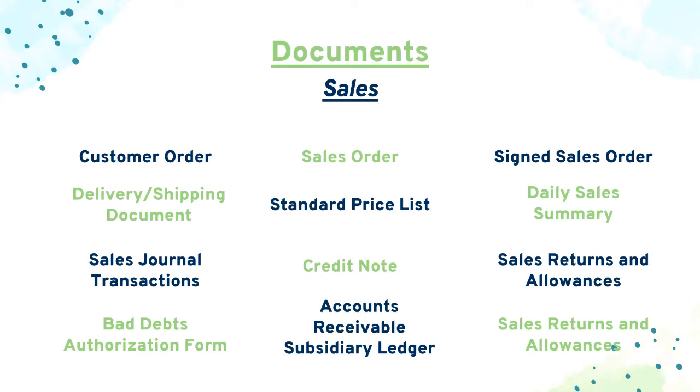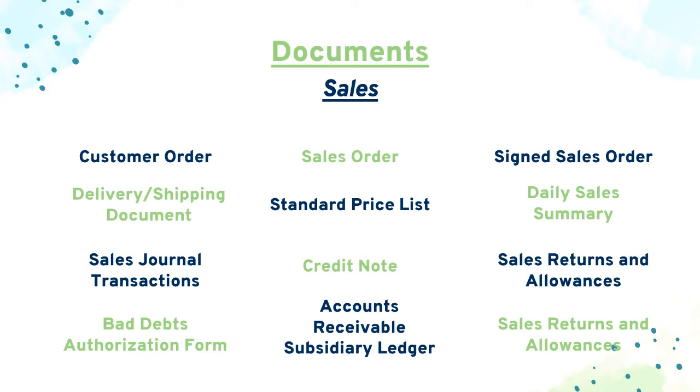Next, we have the delivery or shipping document. It is the delivery and shipment of goods. Other than that, we have the standard price list or sales invoice. Its function is billing the customer. Furthermore, there is a daily sales summary. It is to prepare a summary report of daily sales, both credit and cash sales.